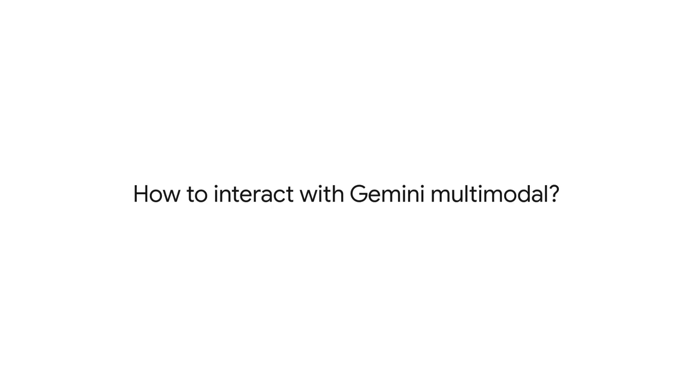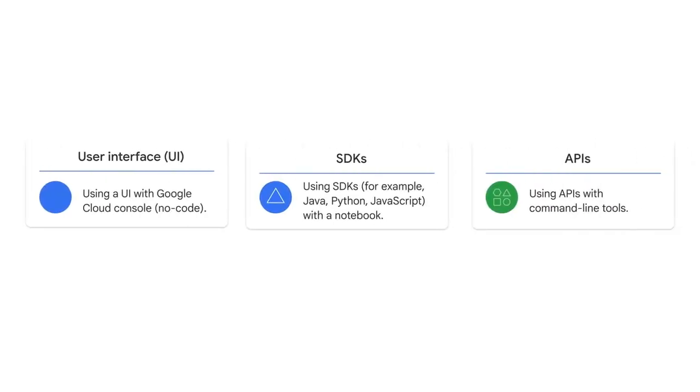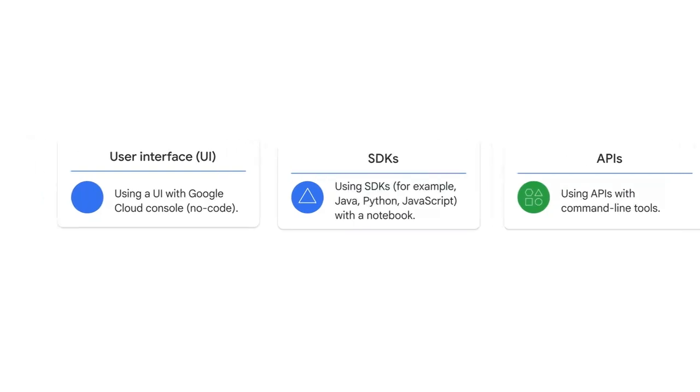In light of these exciting advancements, how can developers engage with Gemini and create applications that leverage multimodal capabilities? There are 3 primary approaches, each essentially achieving the same objective. Using a user interface, or UI, within the Google Cloud Console. This no-code solution is ideal for exploring and testing prompts. Using predefined SDKs in different languages like Python and Java with notebooks like Colab and Workbench, which are seamlessly integrated within the Vertex AI platform. Utilizing Gemini APIs in conjunction with command line tools like curl.